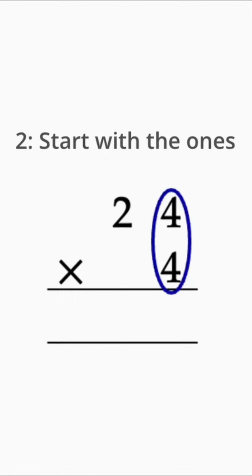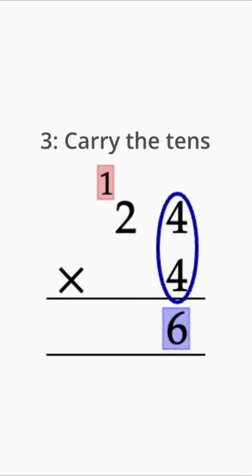The second step is to, like always, start with the ones. You do 4 times 4 gives you 16. Third, like in addition, where you have multiple digits, you put the ones in the answer line and you add the tens to the next column along.